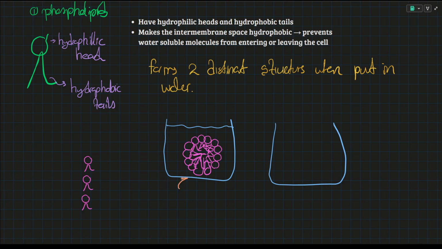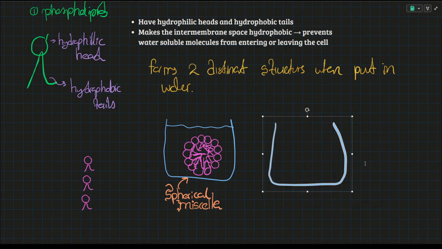We call this structure a micelle. Micelle, or sometimes myceli. And you know the shape, it's spherical, so we call it a spherical micelle. Micelle, myceli, it's fine as long as you can write it properly. Okay, that's the first structure it will form.